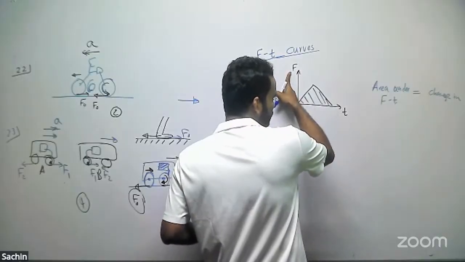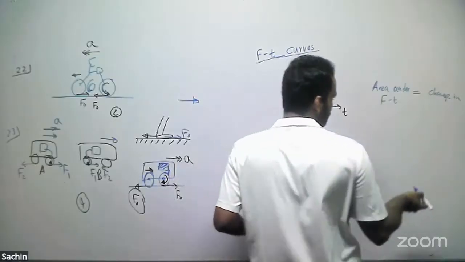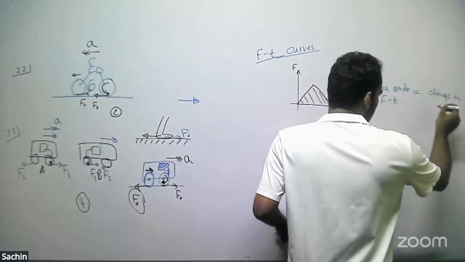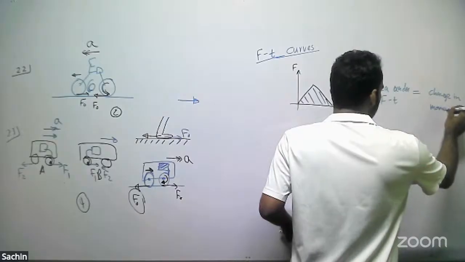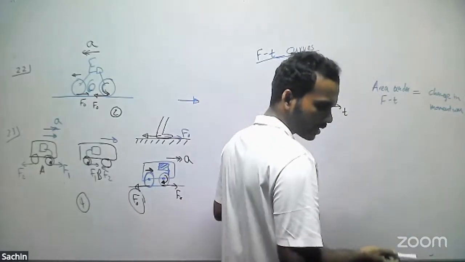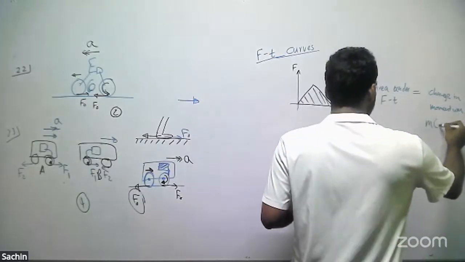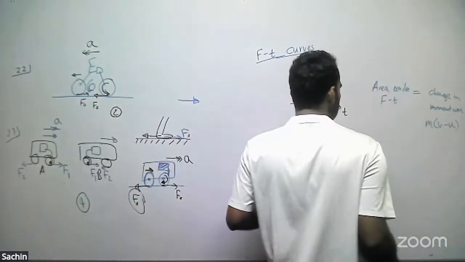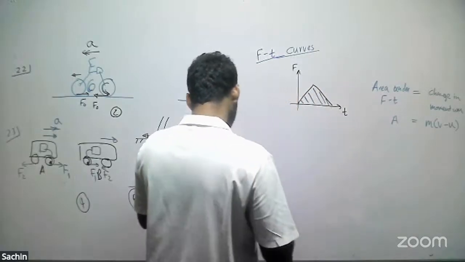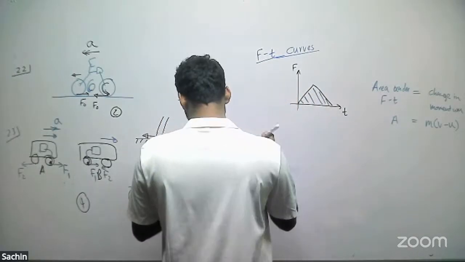If the force acting on an object varies with time and the curve is given, then from the area of that curve you can calculate the change in momentum of the object. Momentum change. So how do you write an equation for the momentum change? By mv minus u. So this is a simple relation. So we will try to do this question.